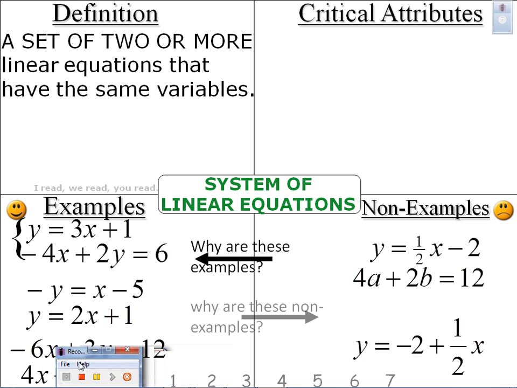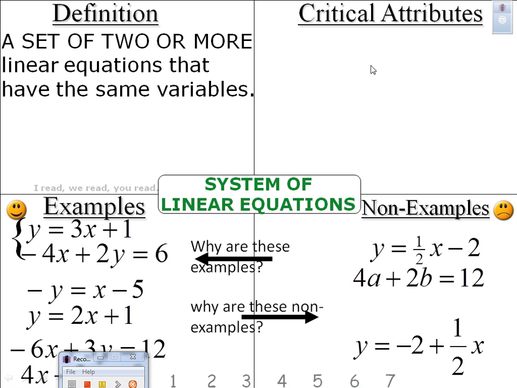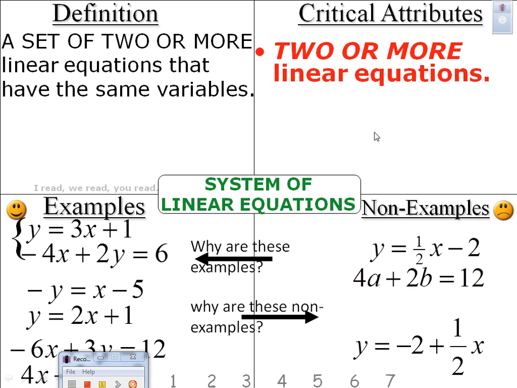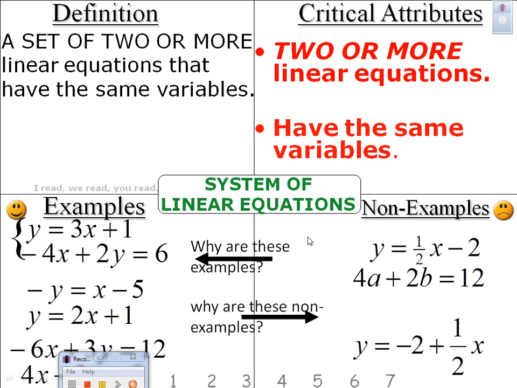Okay, here we go. So let me get somebody to help me out with that one. Yeah, that's it. So with that said, on the critical attributes here, what is the most important to remember about systems? That they have to be what? Two or more equations, and what else? Same variable. So write that down in there. That's the most important thing to remember about systems. Two or more equations, and they need to have the same variables.